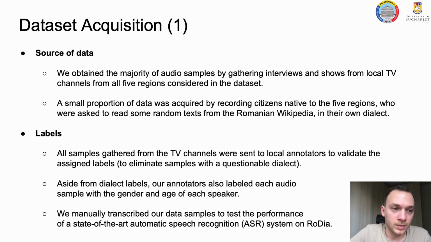Regarding labels, all samples gathered from the TV channels were sent to local annotators to validate the assigned labels. This was done in order to eliminate samples with a questionable dialect. Aside from dialect labels, our annotators labeled each audio sample with the gender and age of each speaker. We manually transcribed our data samples to test the performance of a state-of-the-art automatic speech recognition system on the RoDia dataset.